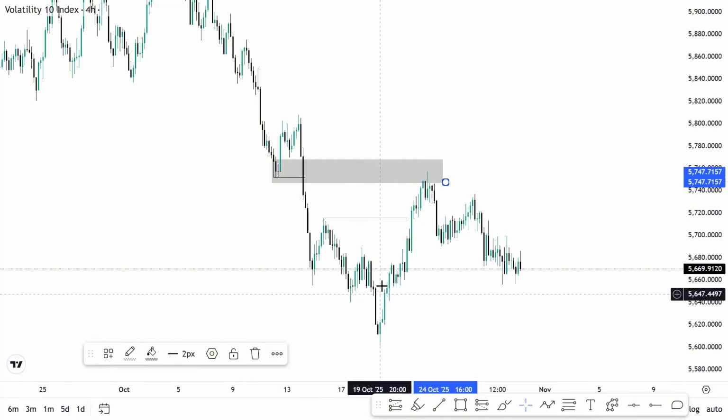So that is how simple the models are. You can backtest it on your chart and see how it works and see how you can refine it.